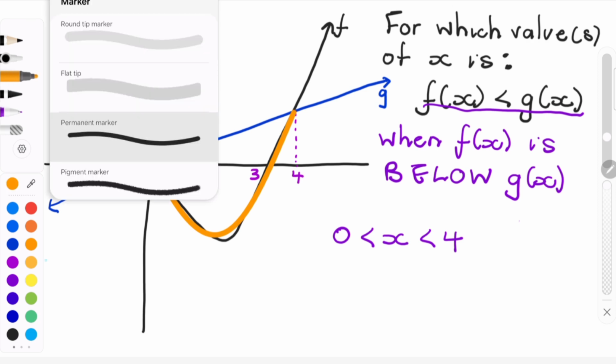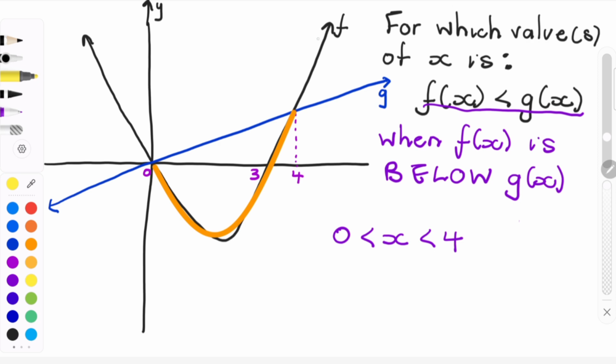Because elsewhere, if we look at this part here, f of x is on top. F of x is greater than g of x here. And as well on this side, f of x is on top. So the only place where f of x is below g of x is right here.